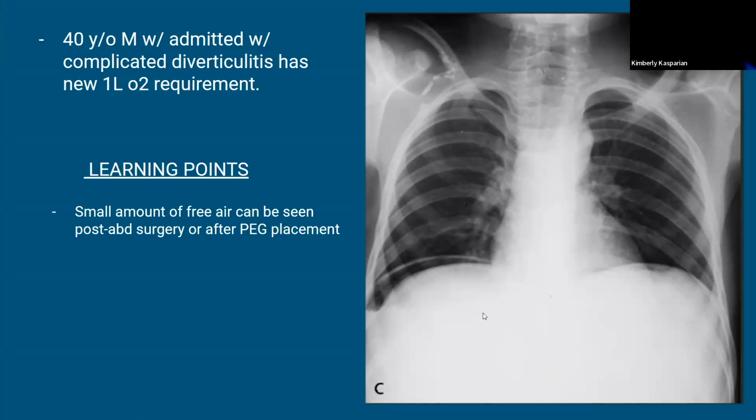Biggest takeaway points. If someone just has surgery, when you have a laparoscopic or open abdominal surgery, mostly laparoscopic, they pump your belly full of air to basically inflate you to have room to operate. So if someone just had a lap chole or they just had a PEG placement, it's not technically abnormal to get a little bit of free air in the abdomen.